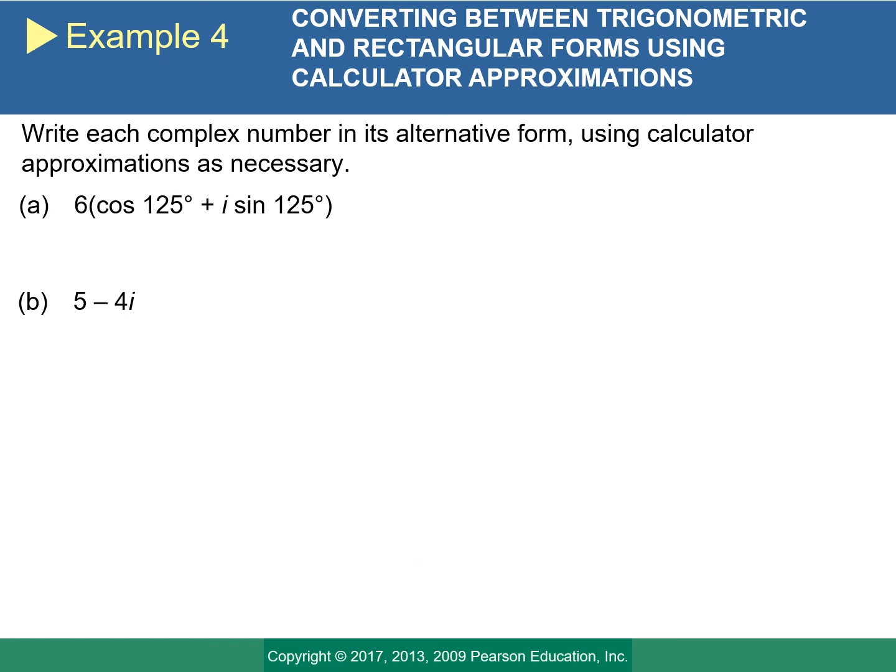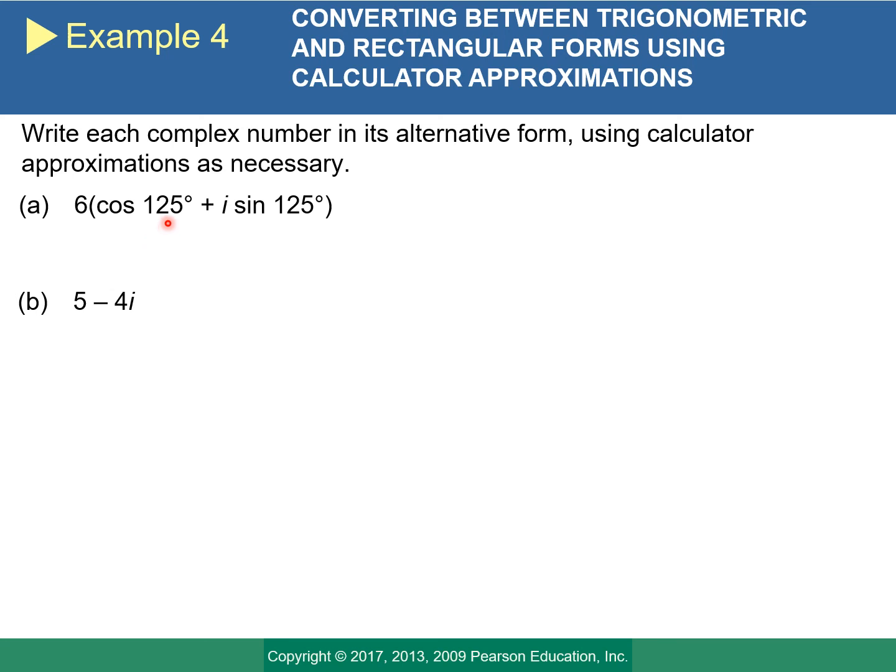All right, let's try this last example here. Write each complex number in its alternative form, meaning whatever form it starts in, write it in the other one. And then let's use your calculator to approximate some values if we need to. So notice part A is in trig or polar form. So that means we want to write this in rectangular form. We're going to go to the alternate form.